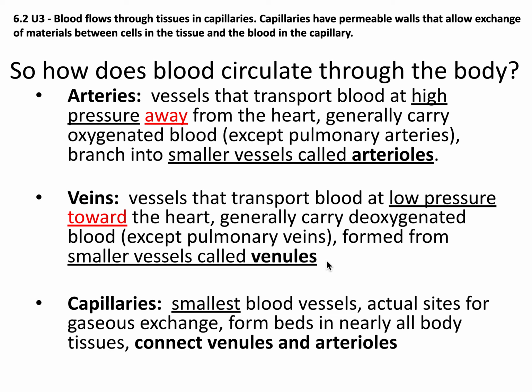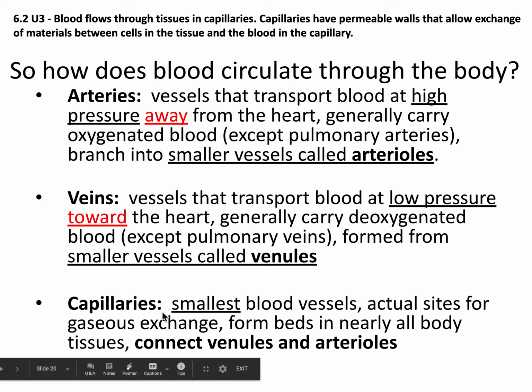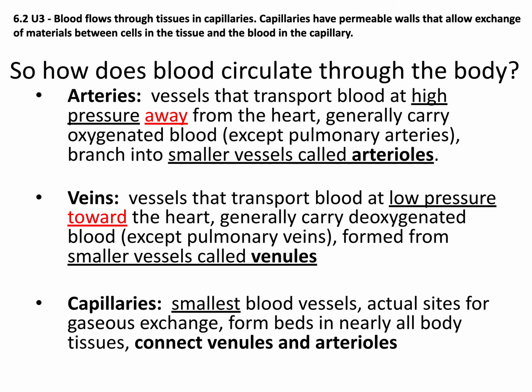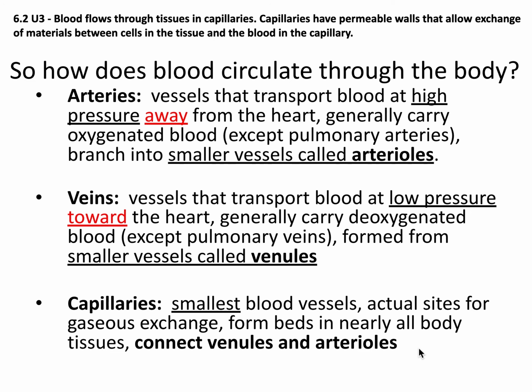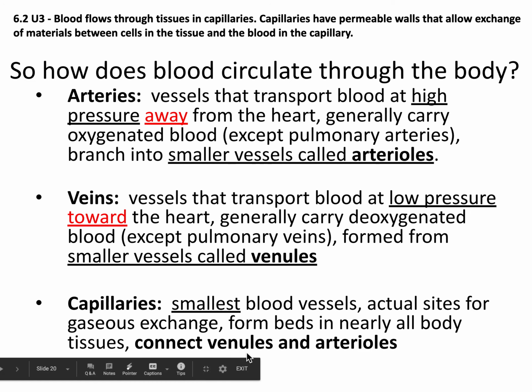Okay, so the venules and the arterioles connect between the smallest blood vessels in our body, which are called capillaries. Capillaries are the actual site for gaseous exchange. This is where oxygen is going to enter and CO2 is going to leave. There are these beds of capillaries all over our body and all of our tissues, connecting these two systems of arteries and veins, or in this case, the smaller systems, venules and arterioles.